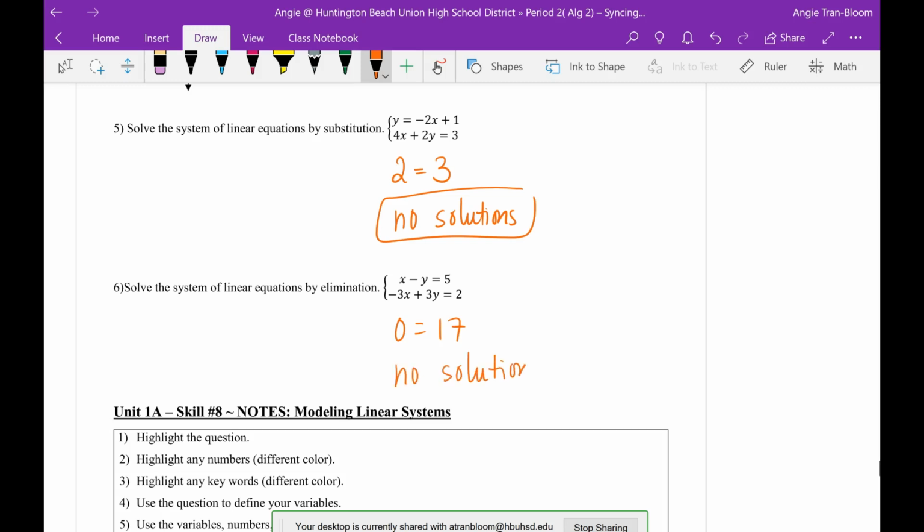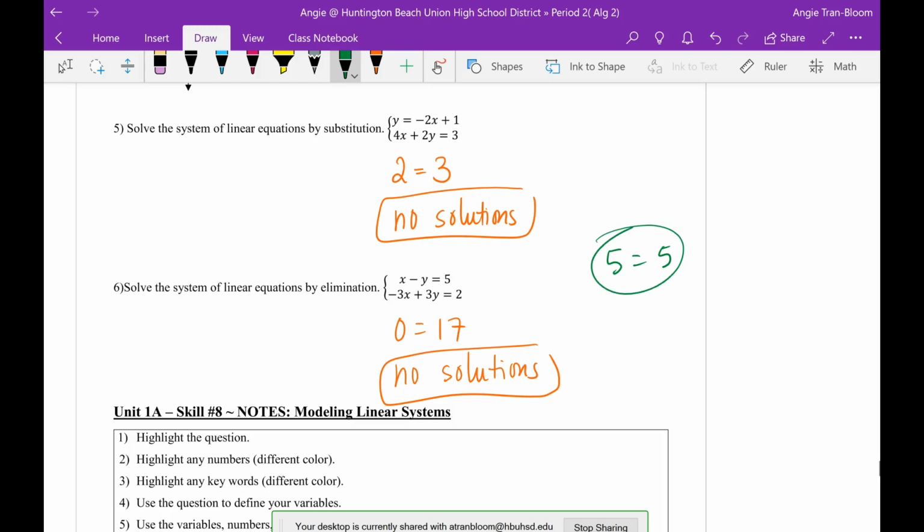What if in another case, when you solve and you get 5 = 5? It's different. What kind of answer would you write? Infinitely many, because that is always, always, always true. Okay? So when you see 2 numbers that are the same, then it's always true. That means infinitely many.